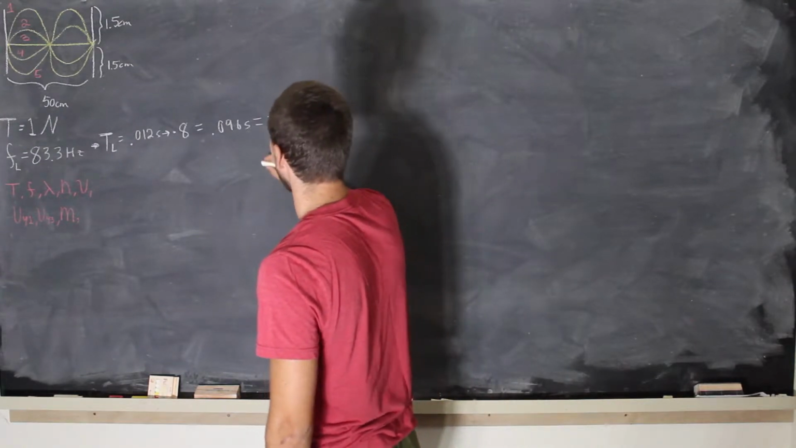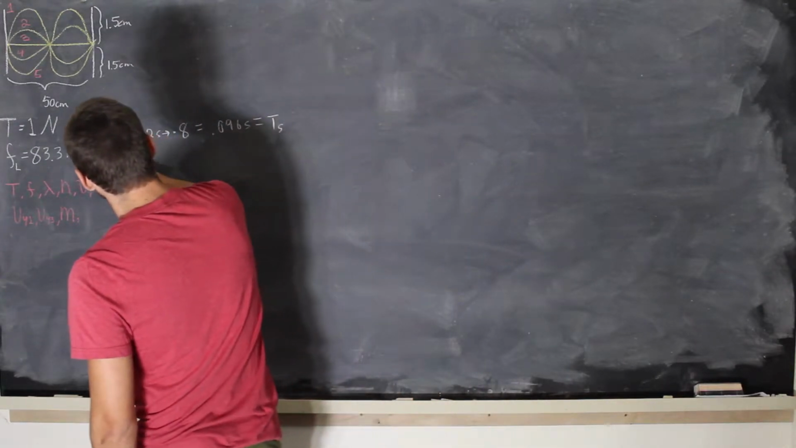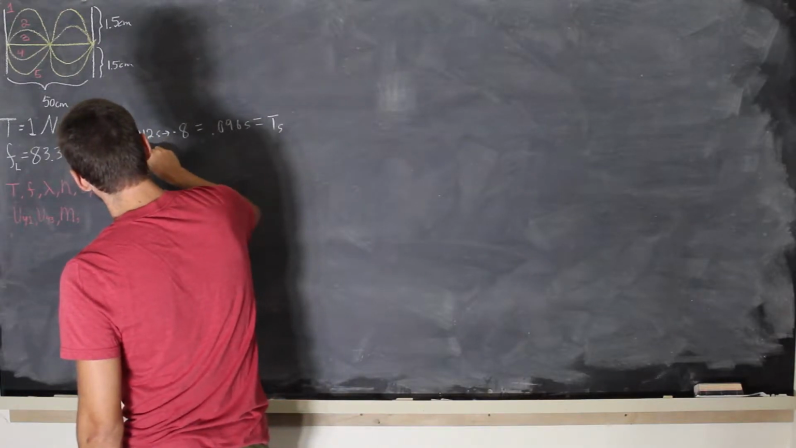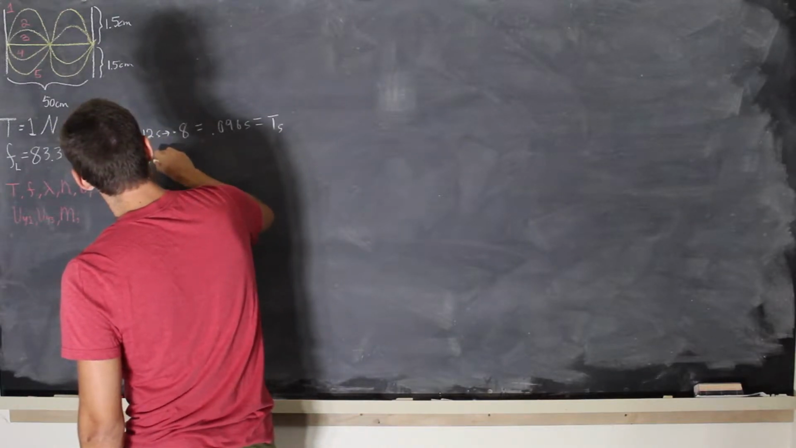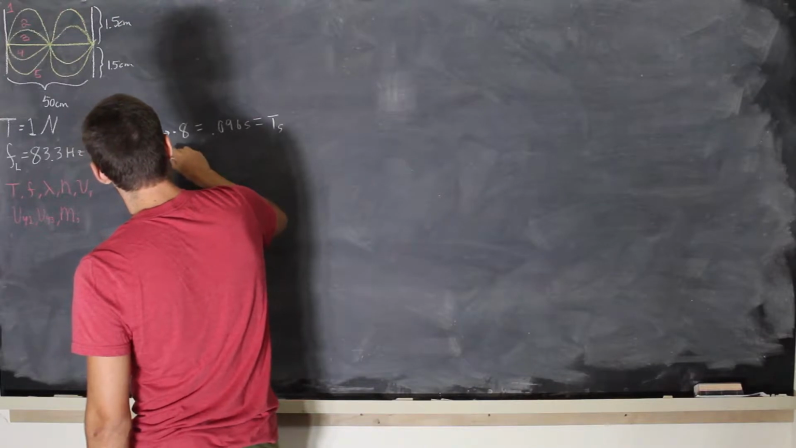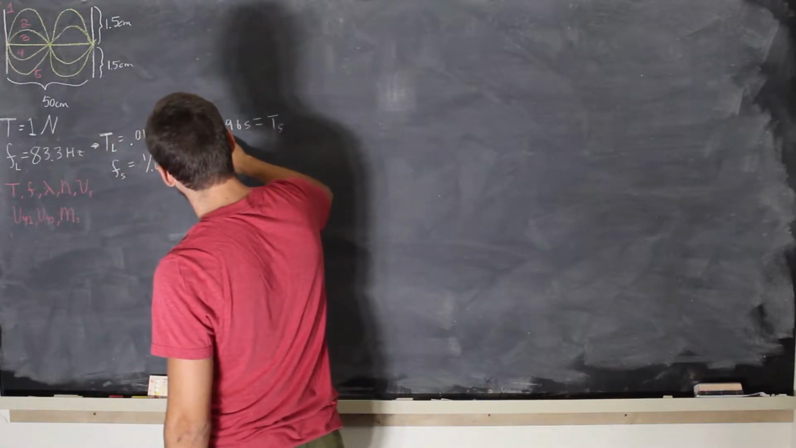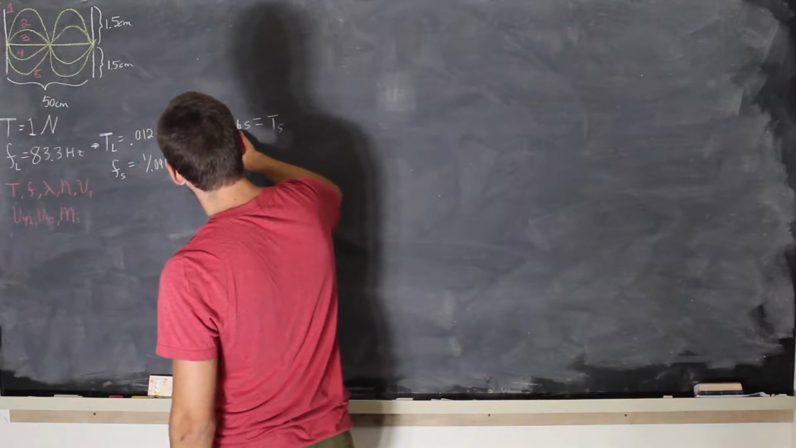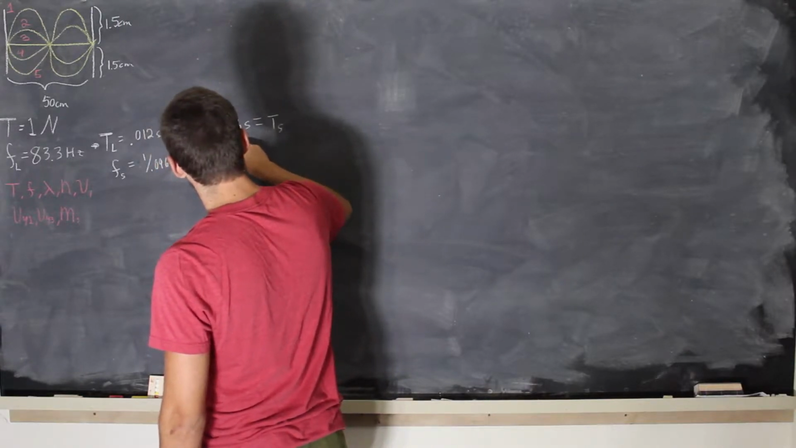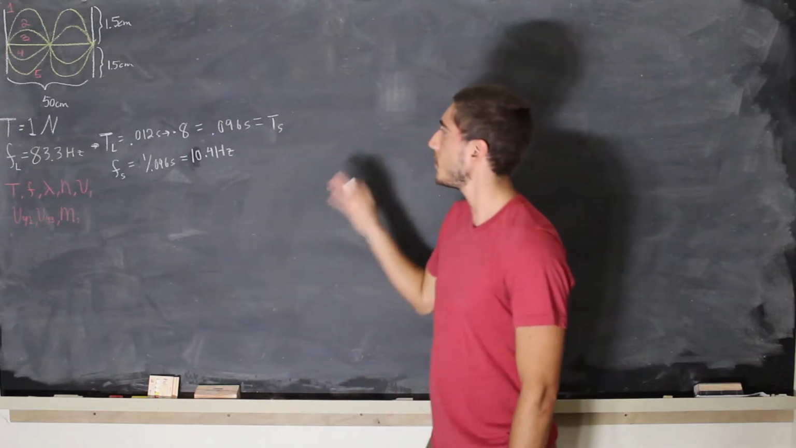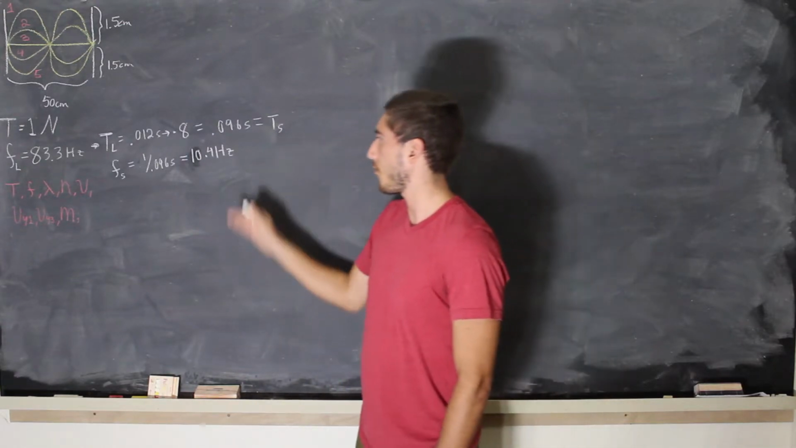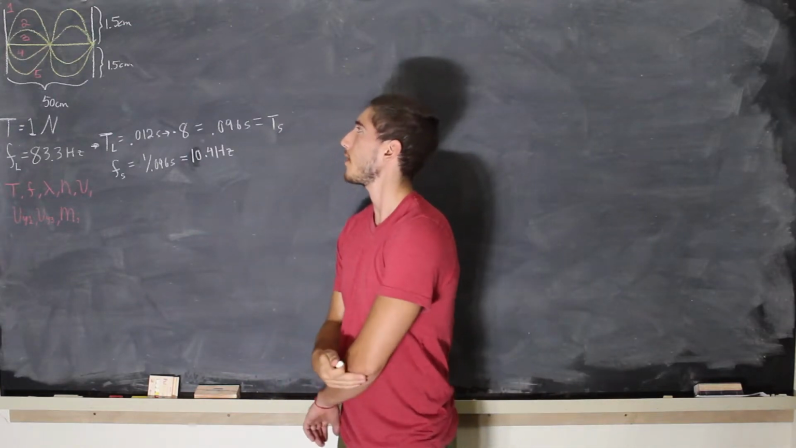So we're going to do frequency of the string is equal to 1 over 0.096 seconds, which is going to be roughly 10.4 hertz. Okay, so we solved for the period of the string, we solved for the frequency of the string, now we want to solve for the wavelength.